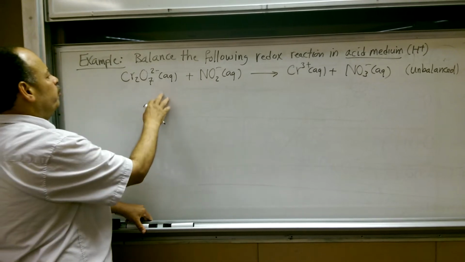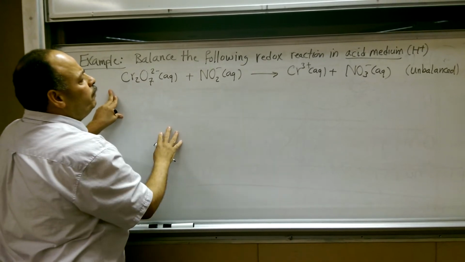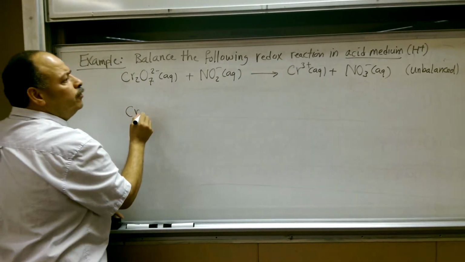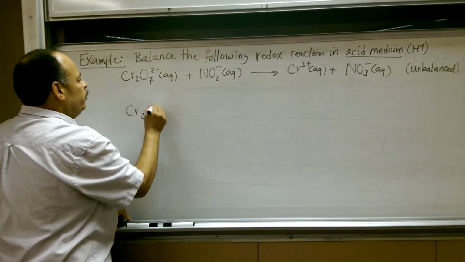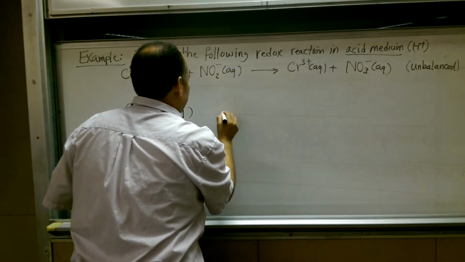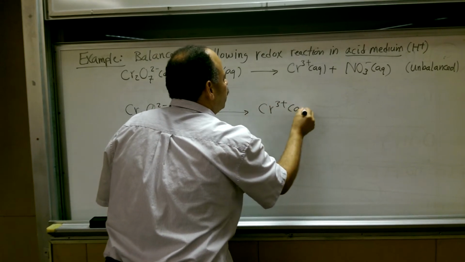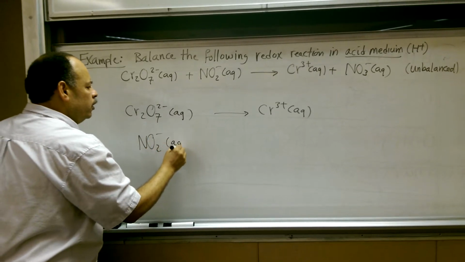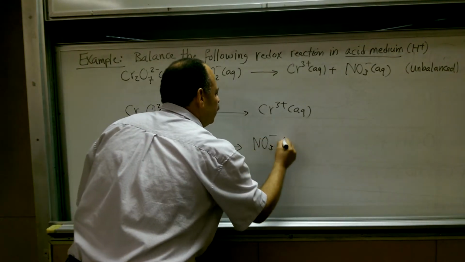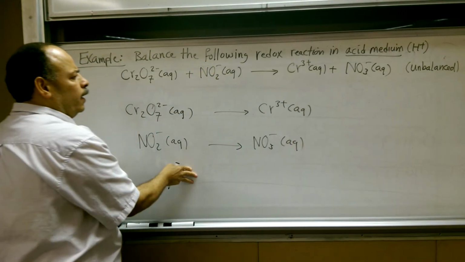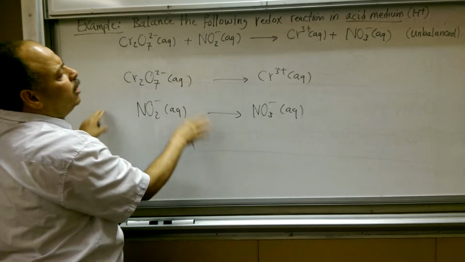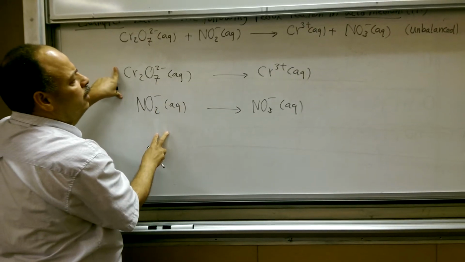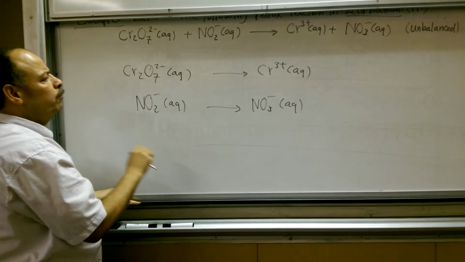So to balance it, we start by breaking this reaction into 2 half reactions. How do we do that? The dichromate is related to chromium, so that will give us the first half reaction: the dichromate here converts to chromium 3 plus. The second half reaction will include the nitrite ion converting to the nitrate ion. Now we take every half reaction and balance it by itself. Once we are done balancing both half reactions, we will combine them, as we will see in a minute.